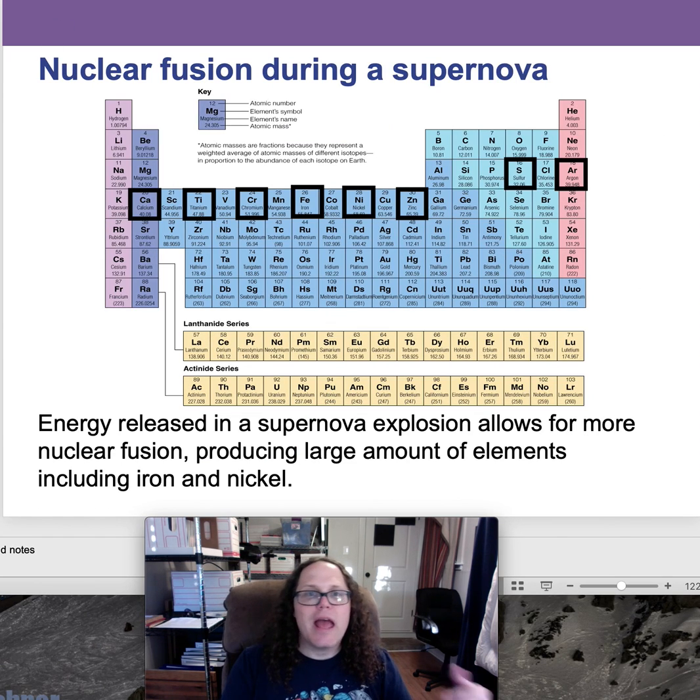When iron and elements heavier than iron fuse, they absorb energy instead of releasing it. But when a star explodes, there is plenty of energy to go around. So there is a lot of fusion. Iron, nickel, and zinc, among others, get manufactured in large amounts.